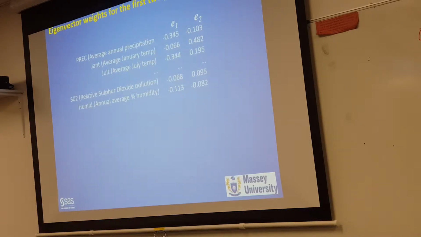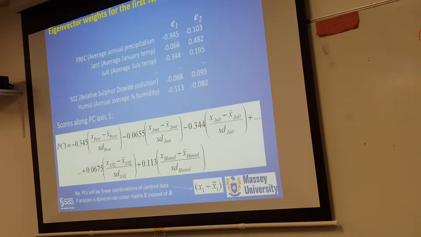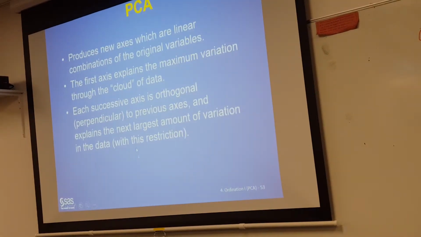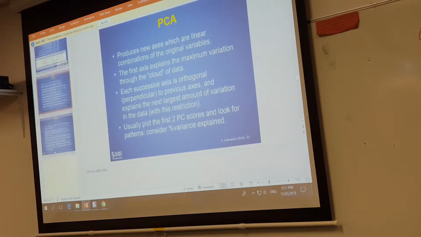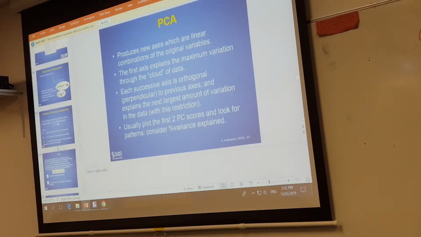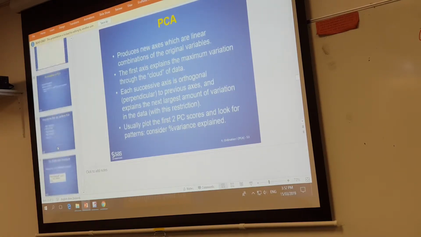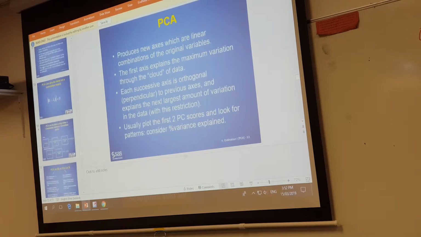Okay. So these are the eigenvectors for your precipitation. We've seen that already. We know what that is. We've already done this, so that's fine. Okay, so let's summarize PCA. Is that what I'm trying to show here? Nope. Sorry.